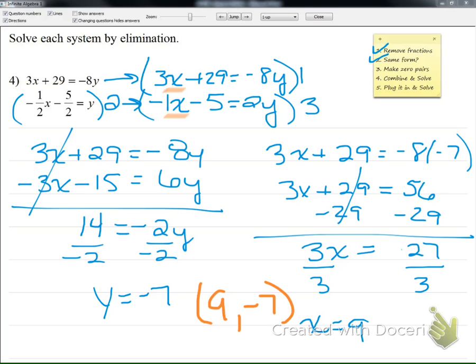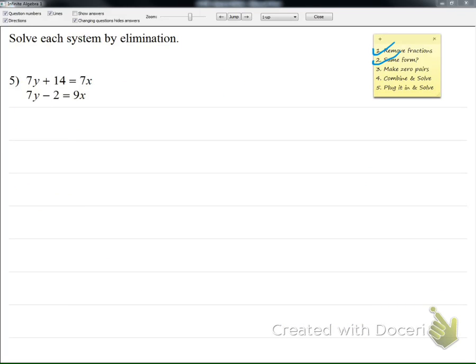Alright, let's go ahead and look at number 5. And I'll do that one with you. If you haven't noticed yet, each one of my example problems here is one of the 4 scenarios that you could have. So in problem number 5, we don't have any fractions. The equations are both in the same form. Our variables line up, the equal signs line up, the constants all line up. So we're in the same form.